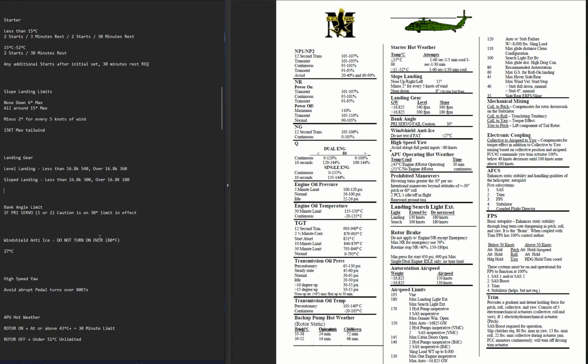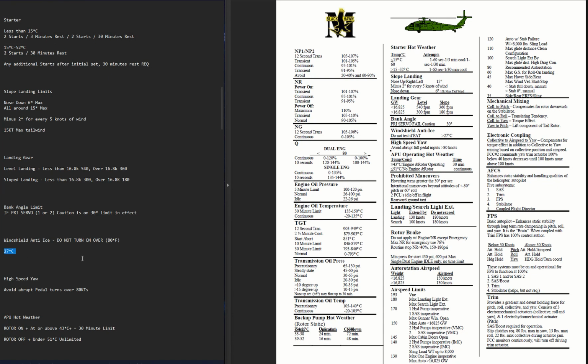All right, bank angle limits. If you have a primary servo 1 or 2 caution on, there's a 30-degree limit in your bank angle in effect. That one's pretty straightforward, so we're not going to dig into that too deep. Windshield anti-ice: you really don't want to turn that on if it's over 80 degrees Fahrenheit, it can actually crack or damage or discolor the window.